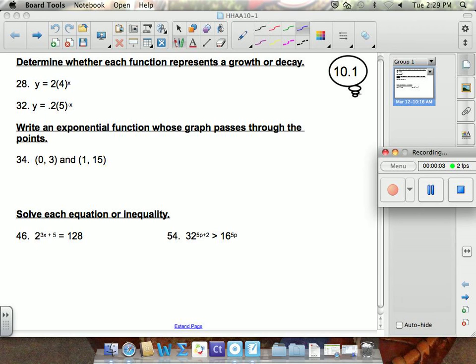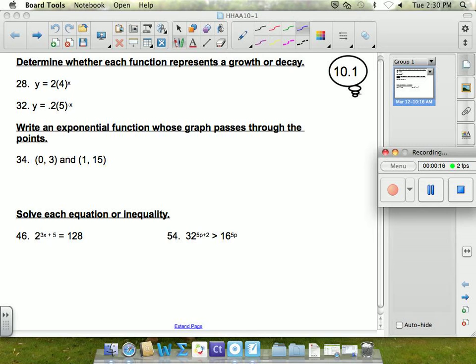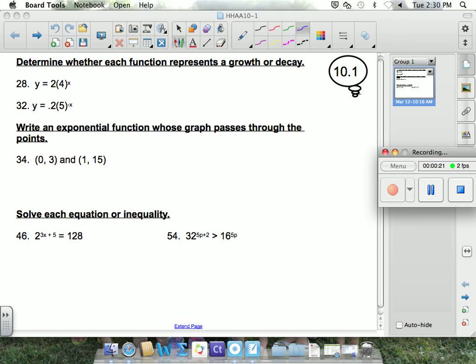Chapter 10, we're going to take a look at two ideas, exponentials and logarithms. In 10.1, we start off with exponential growth and exponential decay. So you see in number 28 and 32, we're trying to figure out which one it is. If we're going to make that decision, we have to look at the b value.